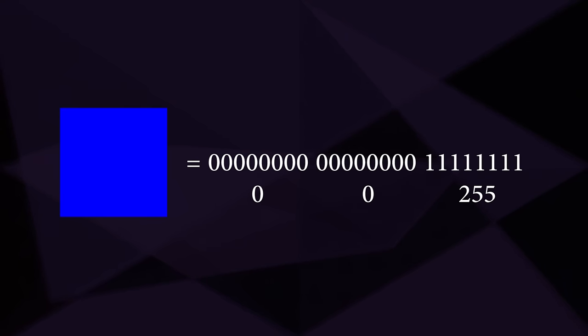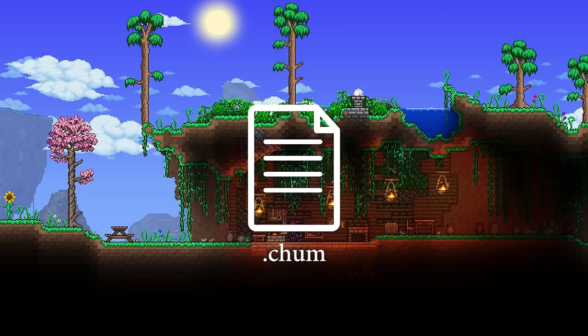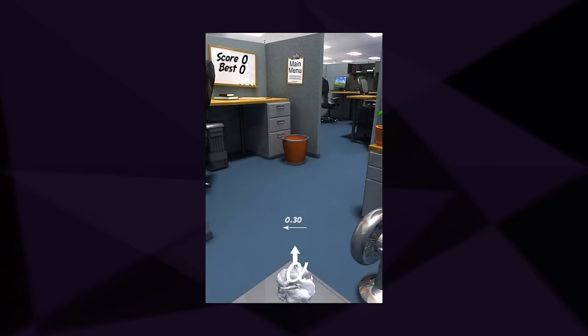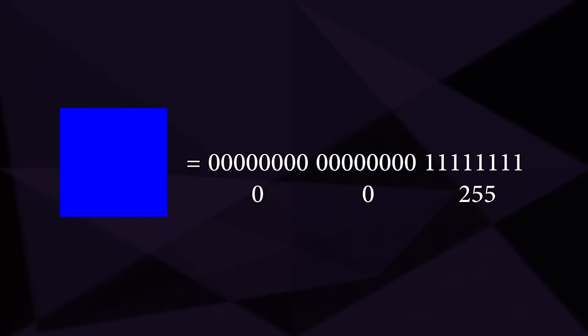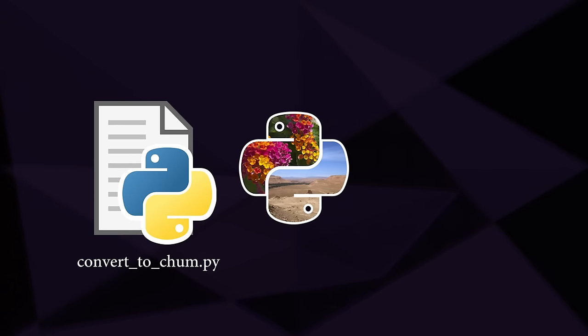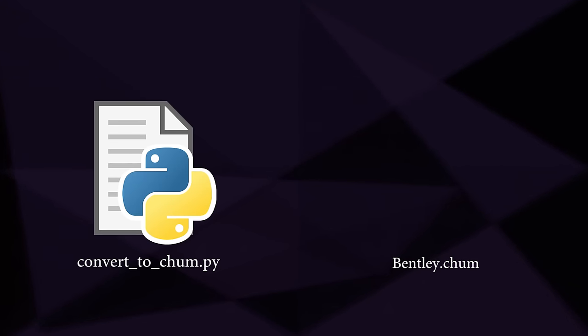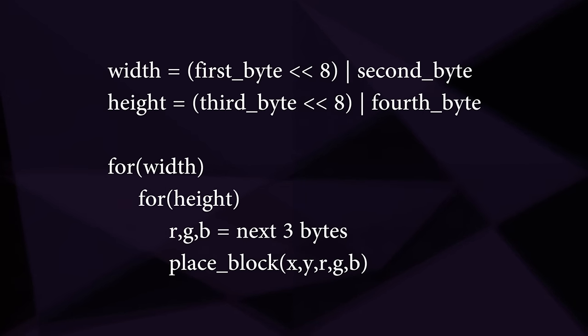After that, I stored 3 bytes per pixel, one for red, one for green, and one for blue. Since I'm displaying this file in Terraria, and Terraria blocks can't be opaque, I decided to discard the alpha value associated with each pixel. So one pixel of our image takes up 3 bytes. I then created a Python script that uses the pillow library to convert a PNG image to its resulting chum format. Now in Terraria, we just have to set up 2 for loops that loop over our width and height that we declared in the header of our chum file.